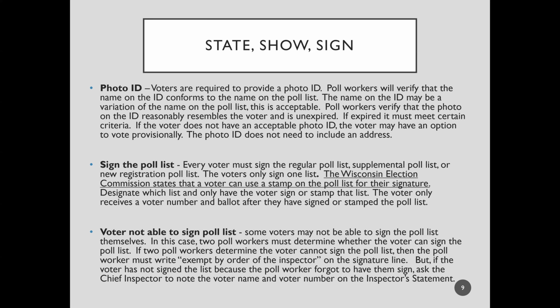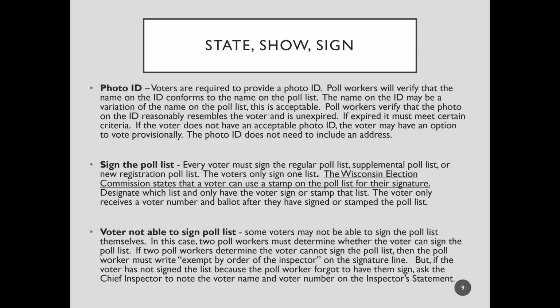Voter not able to sign the poll list. Some voters may not be able to sign the poll list themselves. In this case, two poll workers must determine whether the voter can sign. And if the poll workers determine the voter cannot sign, then the poll workers must write exempt by order of inspector on the signature line.